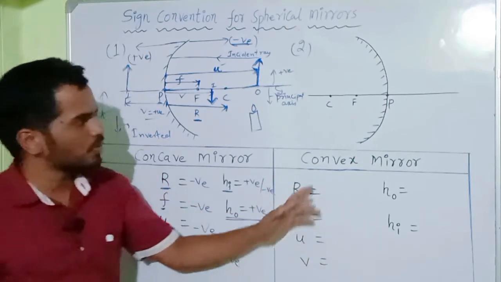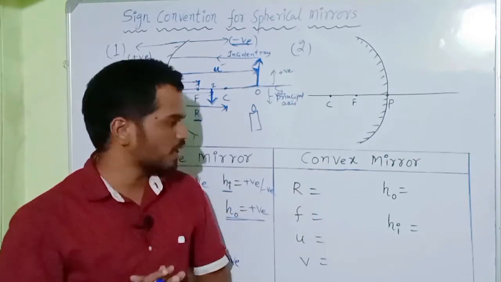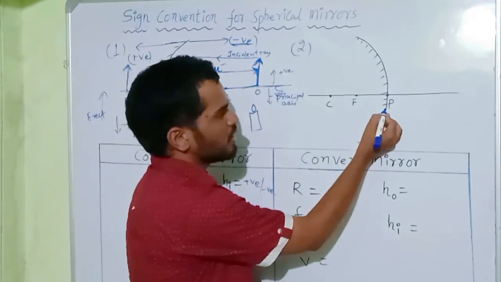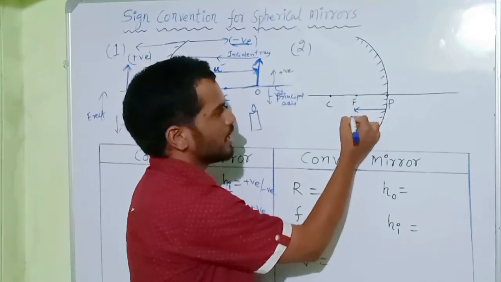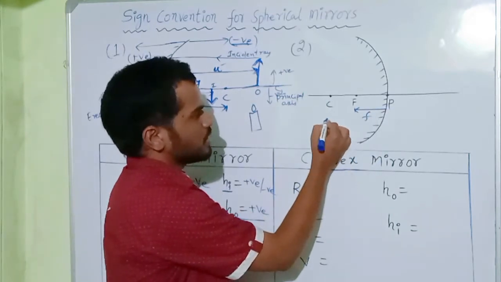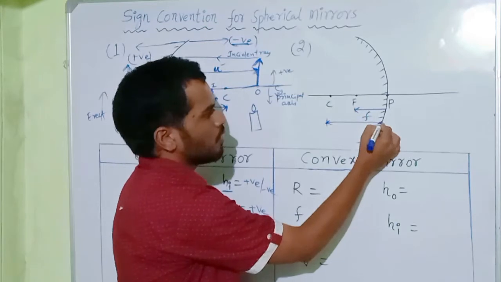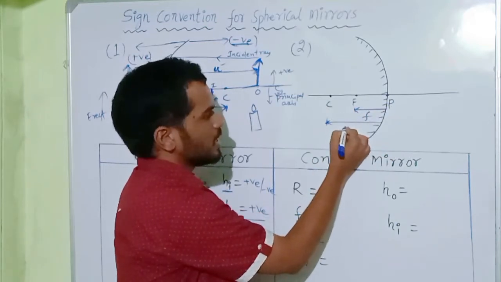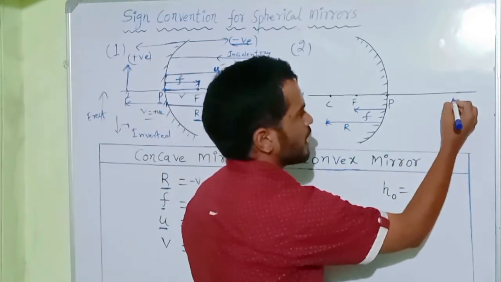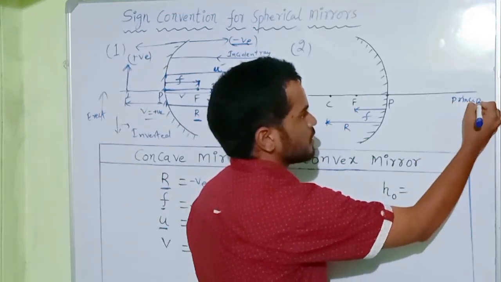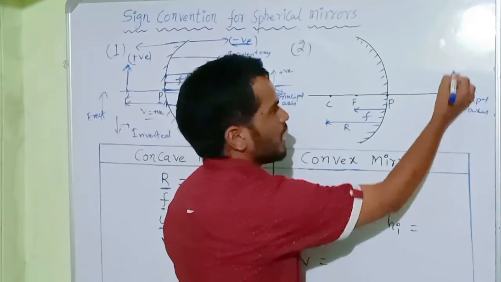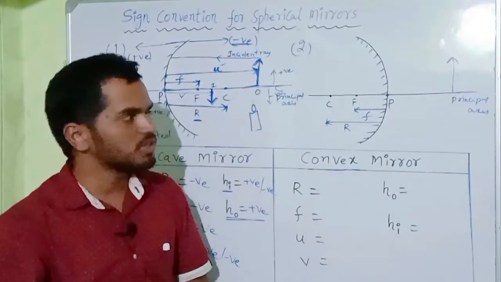So let me discuss the sign convention for the convex mirror here. Let us discuss the terms. We know very well the distance from pole to focus is the focal length. The distance from pole to center of curvature is the radius of curvature. Now let us take an object on the principal axis. This is the principal axis, and we have taken an object on the principal axis.